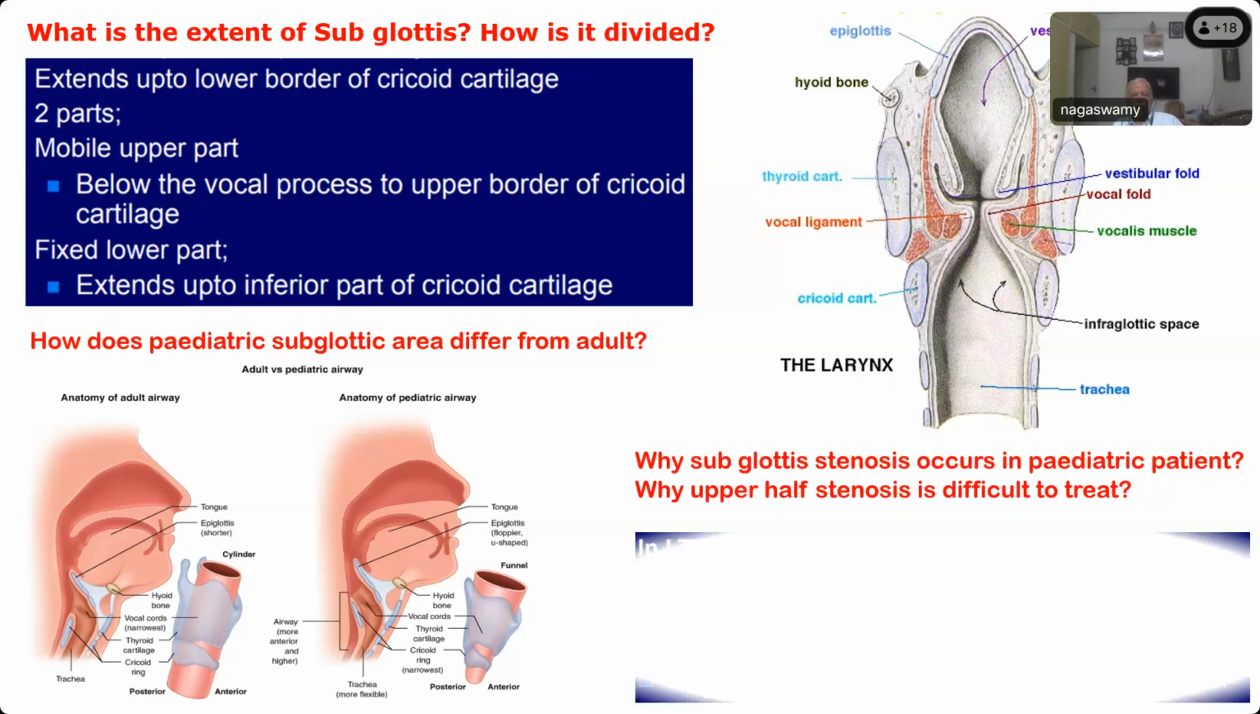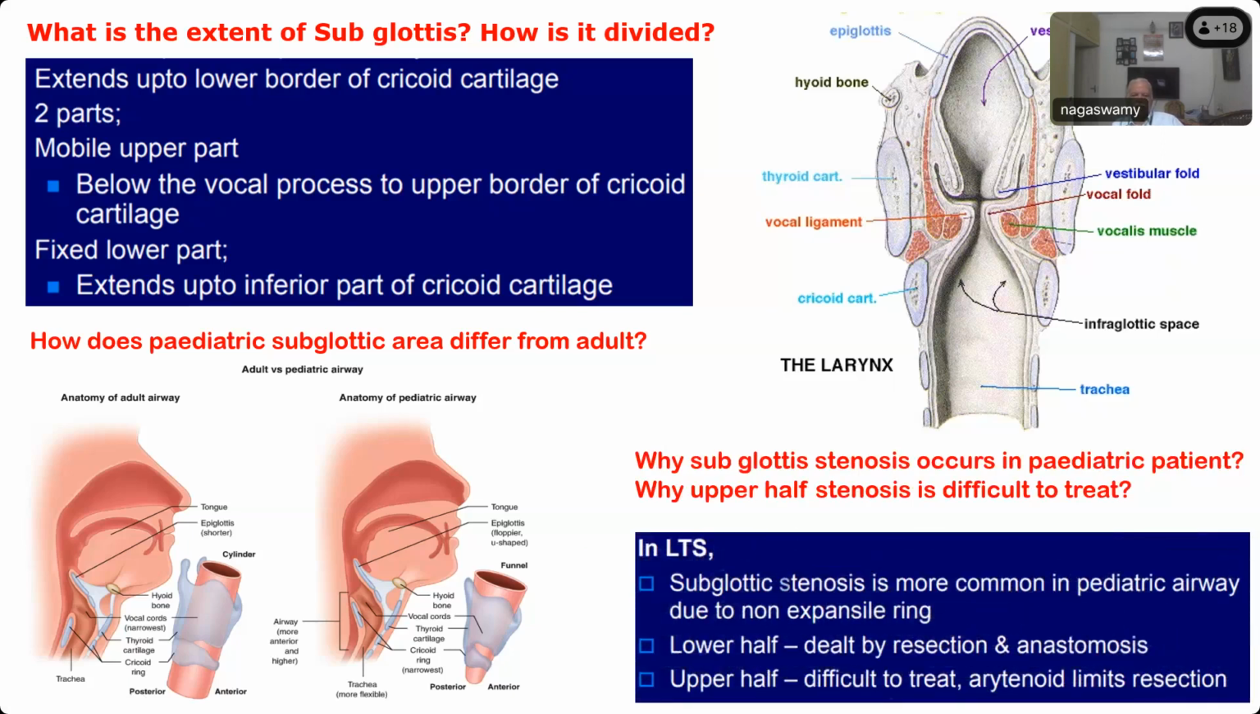I told you earlier, subglottic stenosis is more common in the pediatric airway due to the non-expansile ring. The cricoid ring is very stiff, and the lower half you can deal with by resection and anastomosis, whereas the upper half, as I told you, is difficult to treat because the arytenoids limit the resection. There is an attachment of the arytenoid cartilage to the cricoid, so that will limit the resection. So upper subglottic stenosis is more difficult to treat than lower subglottic.